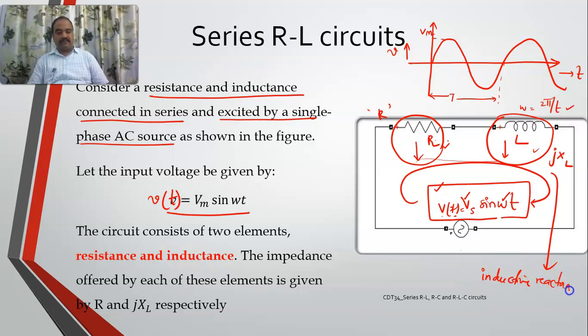This is called inductive reactance XL, which is given by omega L, where omega is 2 pi by T.